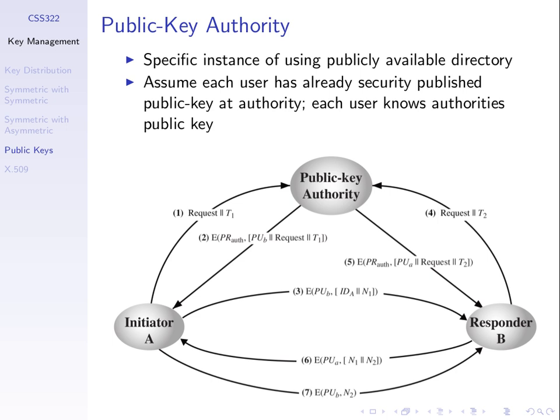So here's a way that we have users that want to communicate, and to communicate they need to know each other's public key. So B wants to know the public key of A, and similarly, A wants to know the public key of B. In this case, we have this directory. It's called a public key authority. It's a case of a publicly available directory. And this protocol assumes that user A has published their key with the authority. So the authority has a list of keys. And then the protocol shows how we obtain other users' keys.